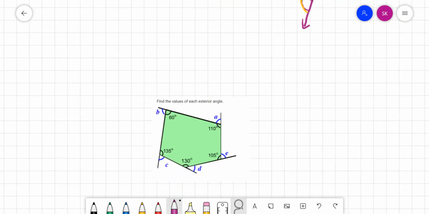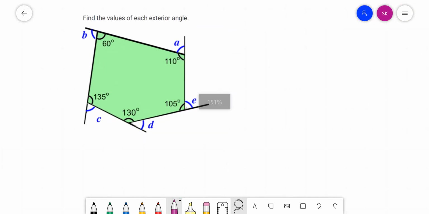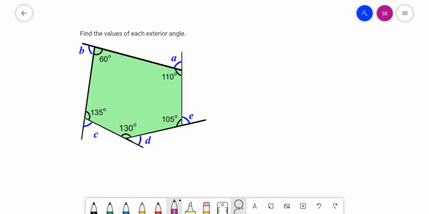All right, so we're going to look at a little example. This is the sort of thing that's going to come up in Hegarty Maths shortly. You're told to find the values of each exterior angle. So I want you to pause the video and have a go at doing this yourself first of all. Press play when you're ready for me to go through it.